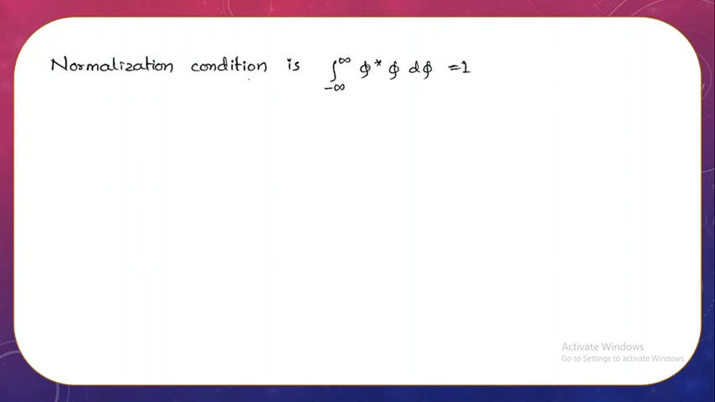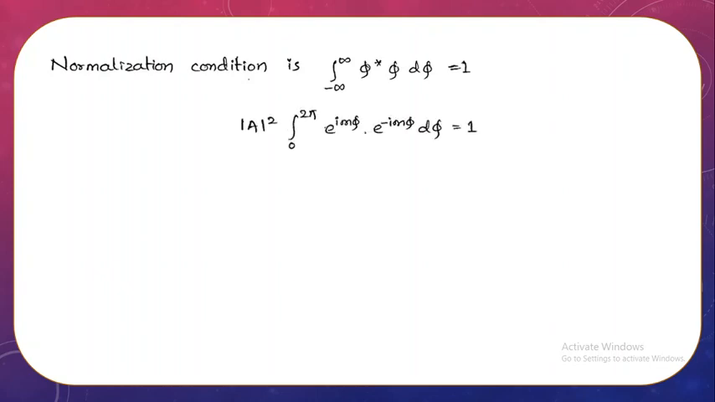Then coming to the next part, in the wave function, that is phi, which is defined as A into exponential of plus or minus i m phi, we have A, which is a constant, which we call the normalization constant, and we need to find out the value of A. For that we need to use the normalization condition, which is nothing but the integration from minus infinity to plus infinity of the wave function conjugate into the wave function itself in that domain, which is equal to 1.